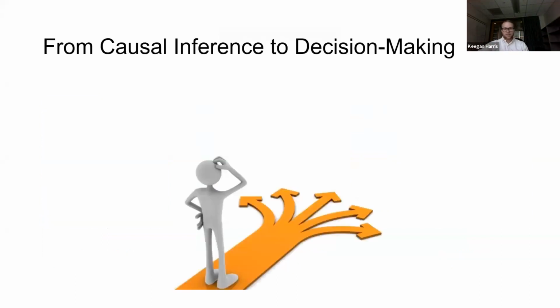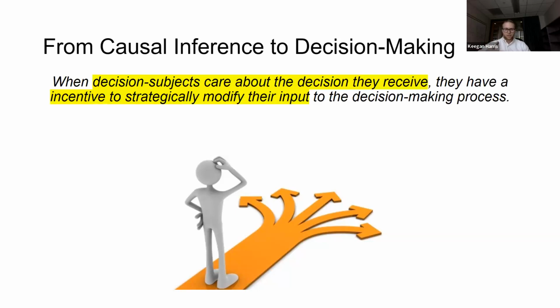And so the broad theme of this talk will be from causal inference to decision making. Namely, I think everyone here can agree that causal inference is a very important tool to use when making decisions. But there are additional challenges which come when making the leap from counterfactual inference to decision making that you perhaps wouldn't initially think about. So in particular, when decision subjects care about the decision that they receive, then they have an incentive to strategically modify their input to the decision-making process. And this has been observed across many domains.